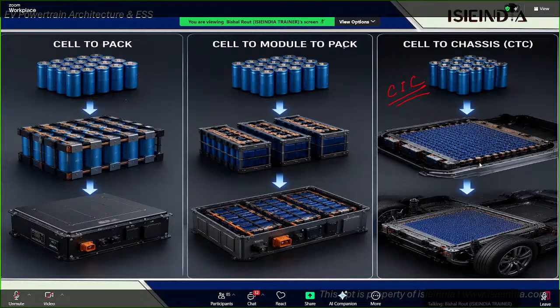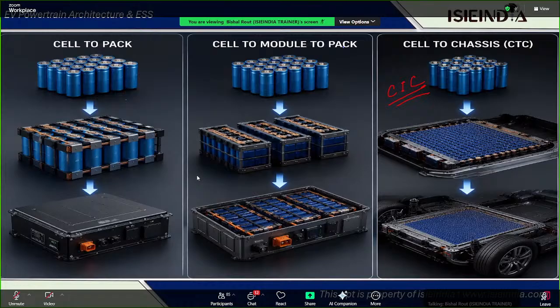So if weight is reduced, then the vehicle will be lighter. Then it has higher torsional rigidity. That means the battery will act like a stressed structural member. And if you use this cell to chassis approach, it will improve your chassis stiffness, your handling, and your crash performance as well. Generally this kind of approach has a lower center of gravity because the battery is integrated into the floor, which improves the stability, cornering and rollover resistance basically, right?